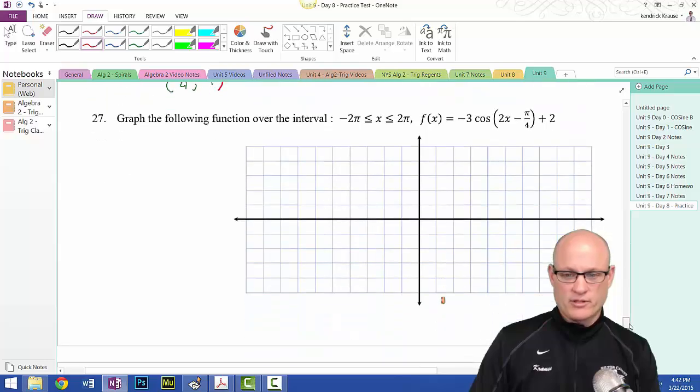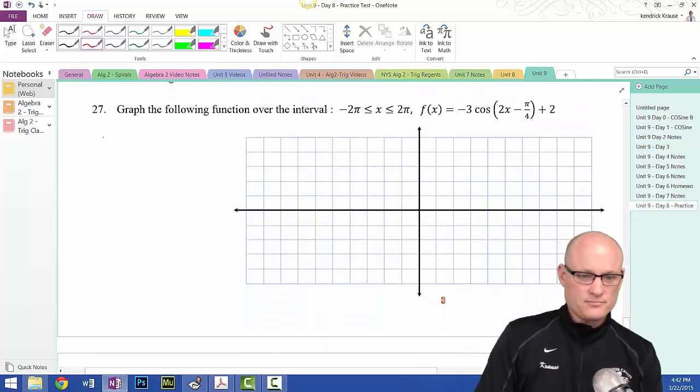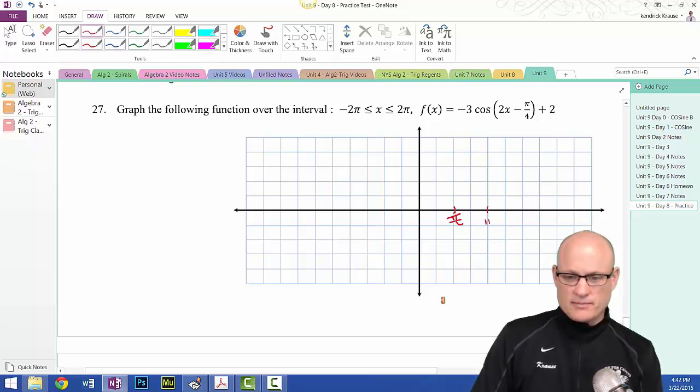I think I got one more to do. So I'm going to just put the scale. Let's see. The scale is going to be the same. Pi over 2, pi, 3 pi over 2, and 2 pi.